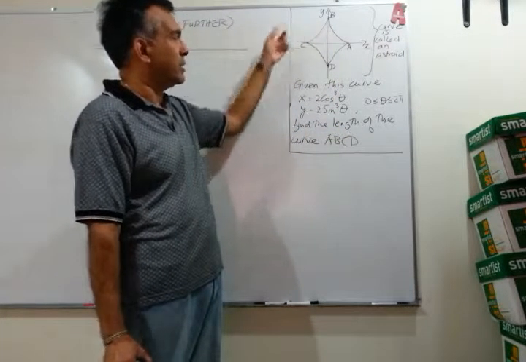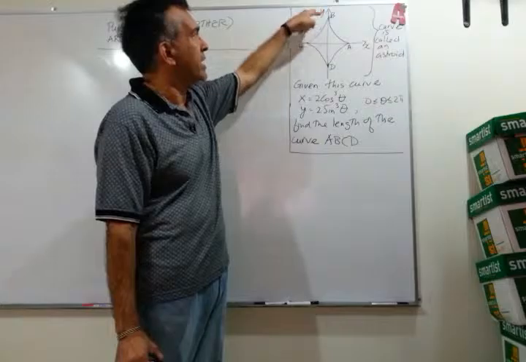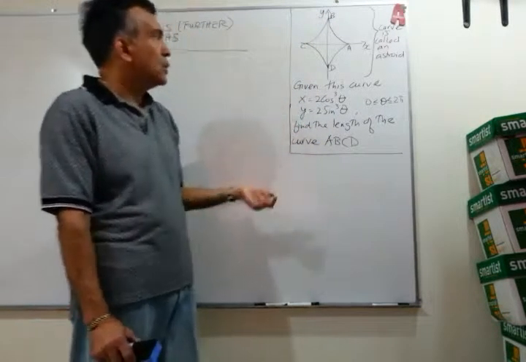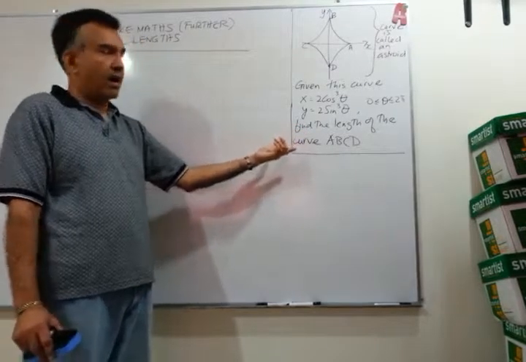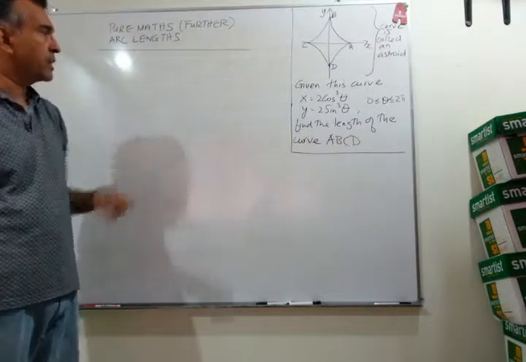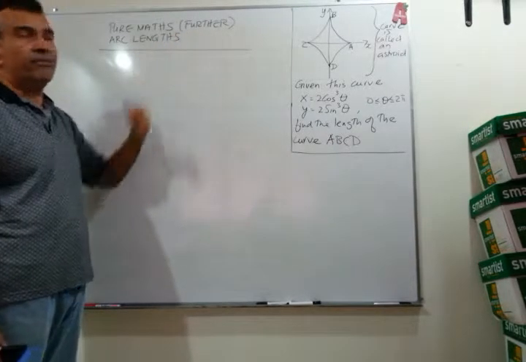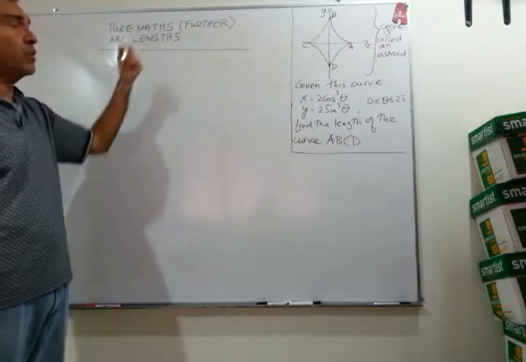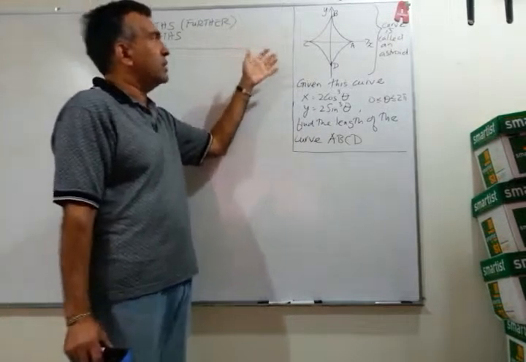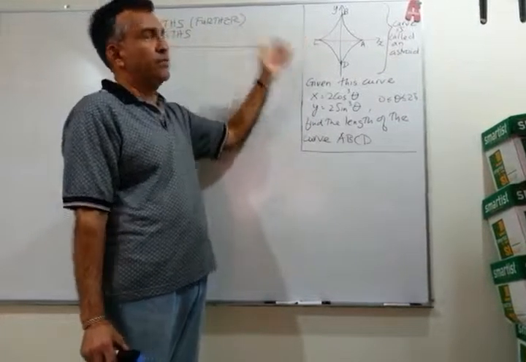So I labeled it A, B, C, and D. I have A here, B here, C here, and D here. So we're trying to find the length of the curve. We'll use the principle of arc lengths. We have covered arc lengths in our further pure maths classes, so we'll use those ideas to work out the perimeter of this curve.